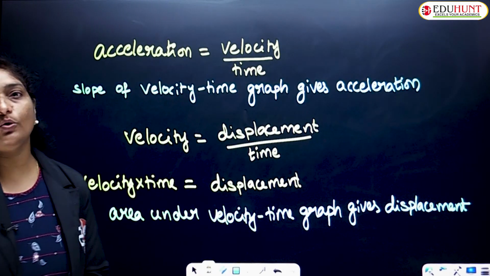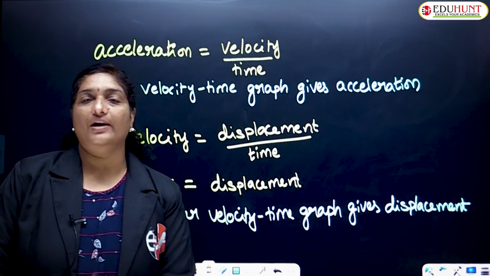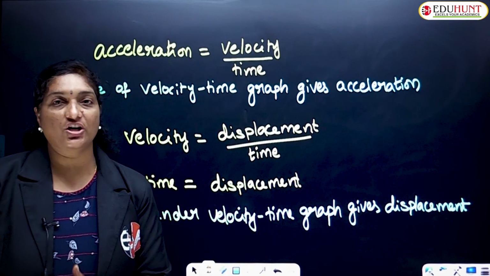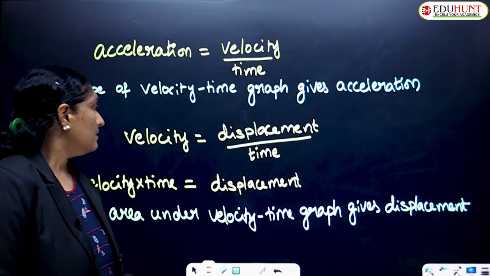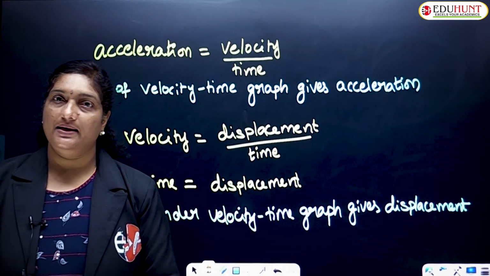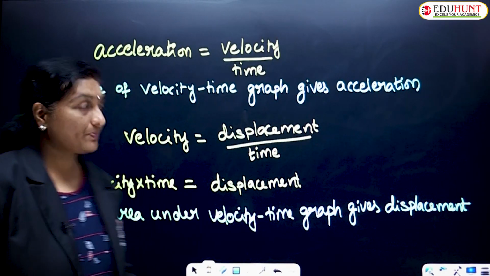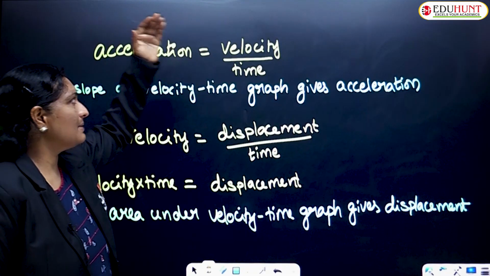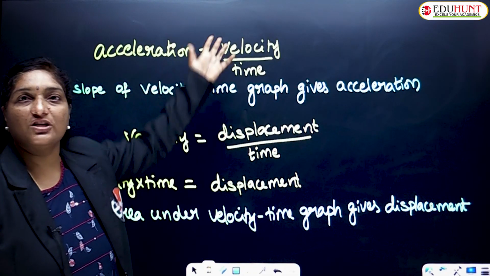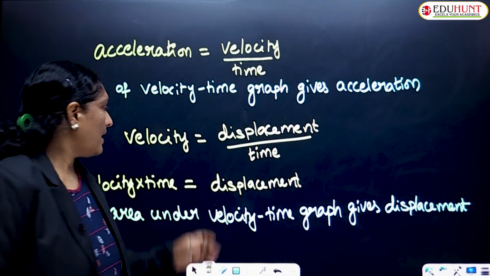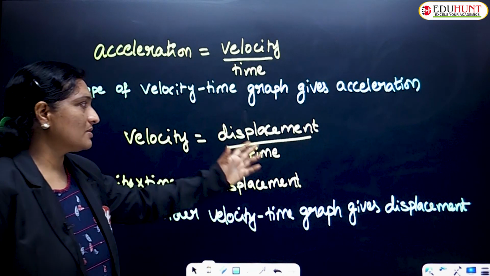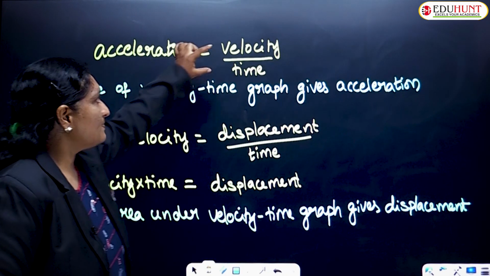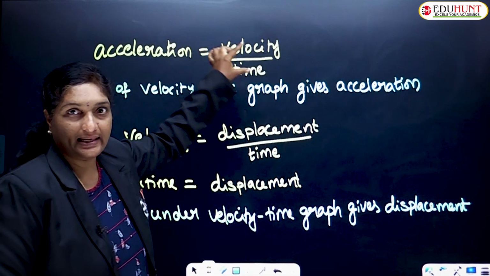Moving ahead, children, we know that the rate of change of velocity is defined as acceleration, whereas the rate of change of displacement is defined as velocity. Acceleration means the rate of change of velocity. That is simple. In simple terms, acceleration equals velocity by time and velocity equals displacement by time. This means velocity divided by time.